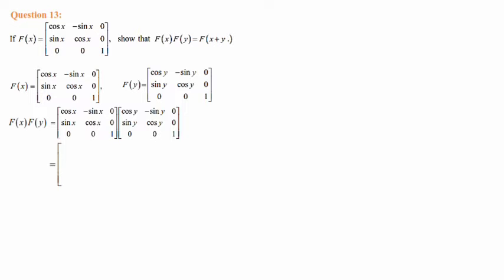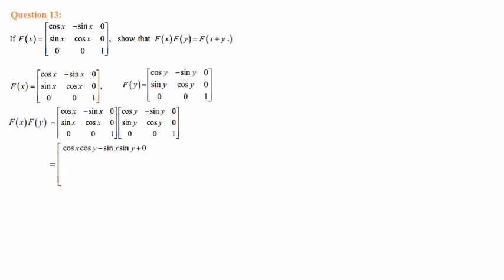So let's multiply it. First one, cos x into cos y, minus sin x into sin y, plus 0 into 0 is 0. So just multiply and add; here plus into minus is minus. So that's why we write cos x cos y minus sin x sin y plus 0. So that is the first element.